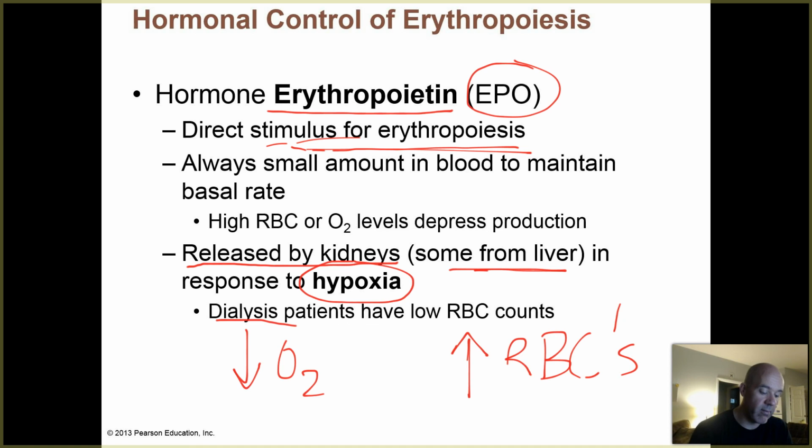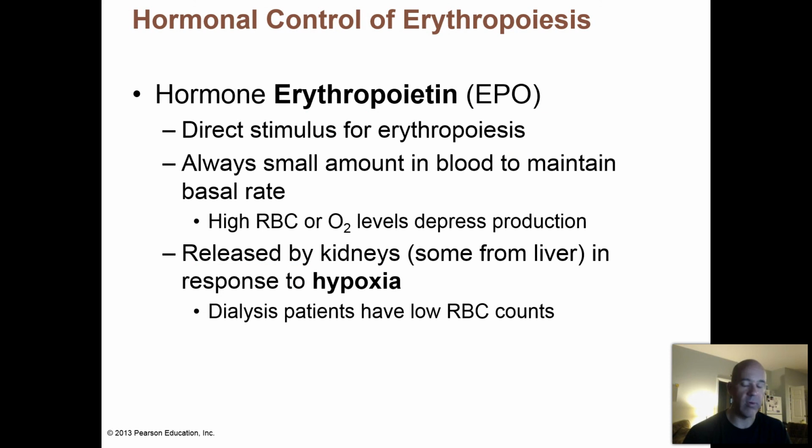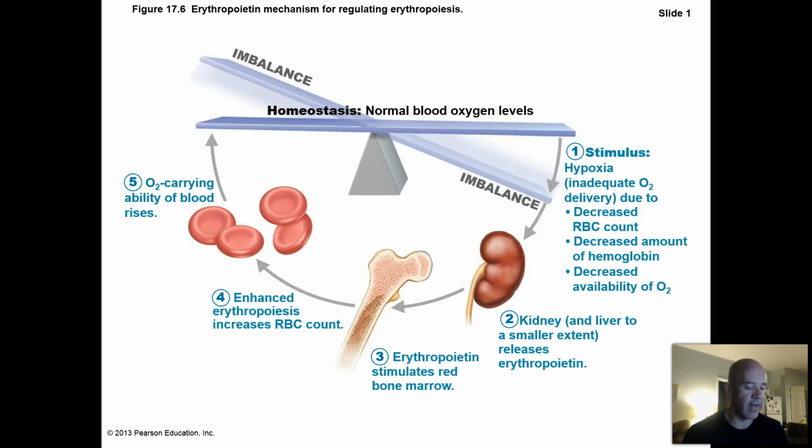Interestingly, and you may have heard of this before, dialysis patients can have low red blood cell counts. And so what organ are dialysis patients having a problem with? The kidneys. A lot of times people on dialysis have kidney damage, and if those cells in the kidneys that make EPO are damaged, then they're going to have trouble cranking out enough red blood cells. Now, fortunately, EPO can be given artificially as a drug to help counteract that.